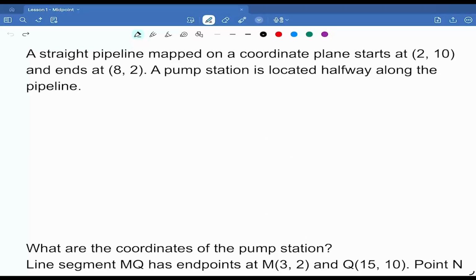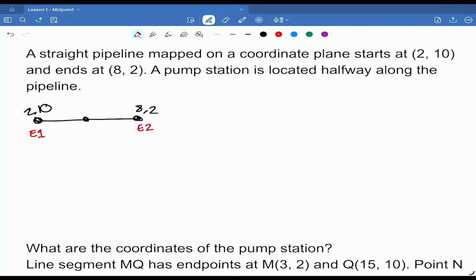All right, so let's look at example 3. Example 3 says a straight pipeline mapped on a coordinate plane starts at (2, 10) and ends at (8, 2). A pump station is located halfway along the pipeline. So if we sketch what it says, we got a straight line pipe with 2 endpoints. The endpoints were at (2, 10) and (8, 2), and then they said halfway in between is going to be the pump station. Okay, so just looking at what we have from the information, this will be endpoint 1. This will be endpoint 2.